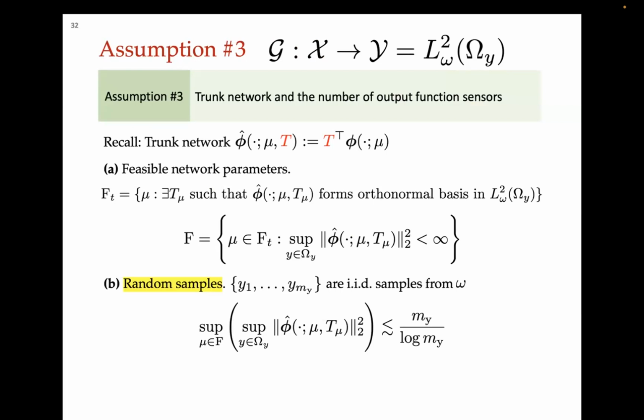So the supremum over the parameters in the trunk is less than the number. My, you said, is the number of bases, right? That you had before. My is the number of the random samples on the output function sensors. So as you increase the number of samples, this becomes bigger. Yeah, as my goes to infinity, then the upper bound blows up. Yeah.